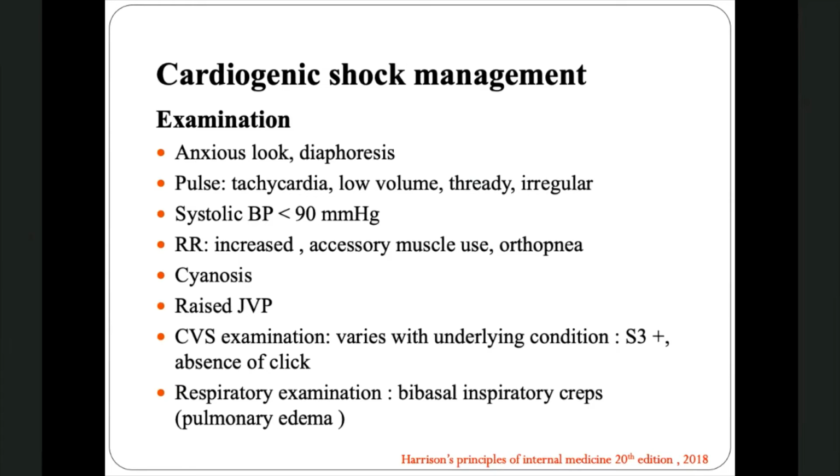So what do you do in cardiogenic shock? Yes, cardiogenic shock is a lot different than hypovolemic shock, because here you need to improve cardiac output and you need to decrease the preload on the heart. So how do you monitor this cardiogenic shock? Pulse, generally what will happen, tachycardia is there, volume is low, thready pulse, irregular pulse, blood pressure is low, respiratory rate is increased, cyanosis there, jugular venous pressure is raised. On CVS examination, there is presence of S3 or absence of click. Respiratory examination, there will be basal crepts present.